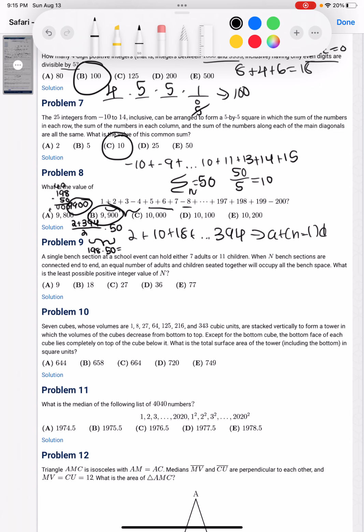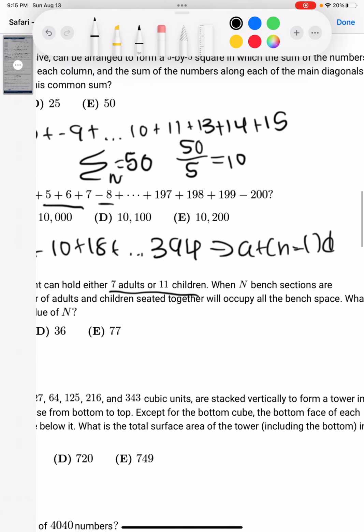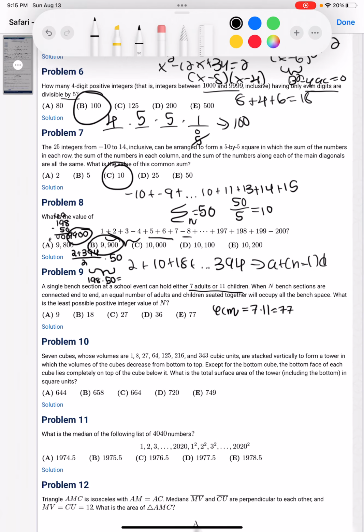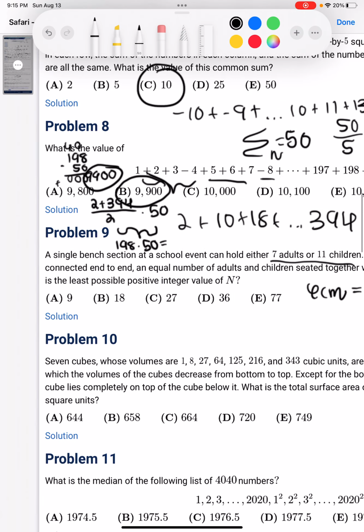A single bench section at a school event can hold either 7 adults or 11 children. When n bench sections are connected end to end, an equal number of adults and children seated together will occupy all the bench space. What is the least possible positive integer value of n? So it's pivotal to find the LCM, right? The LCM of 2 prime numbers is the product of the numbers. Okay, that's pretty important. We also know that we can have 11 bench sections with adults and 7 with children.